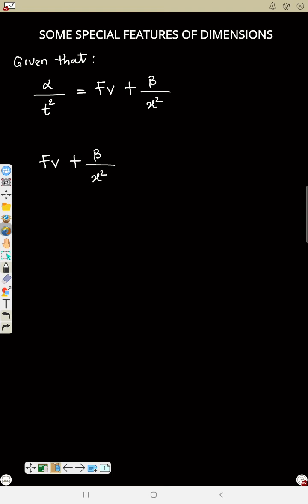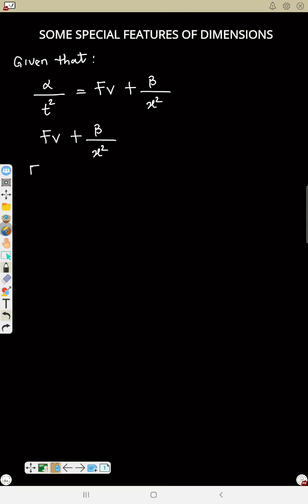That means in this question now, we are trying to say, based on the first rule, that the dimension of fv should be equal to the dimension of beta over s squared. That's what we are trying to say according to rule number 1. Before you can add two quantities together, they must have the same units or the same dimension. That means the dimension of fv should be equal to the dimension of beta over s squared. I believe you should understand that.